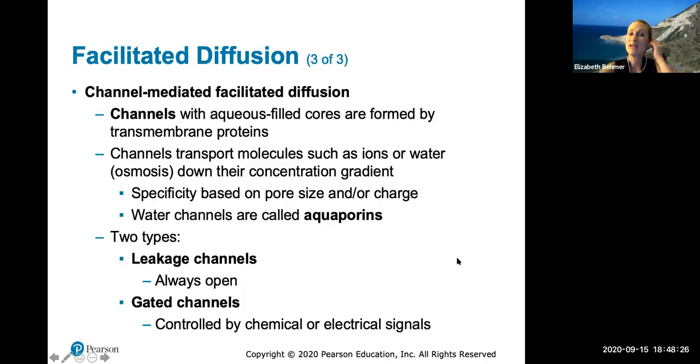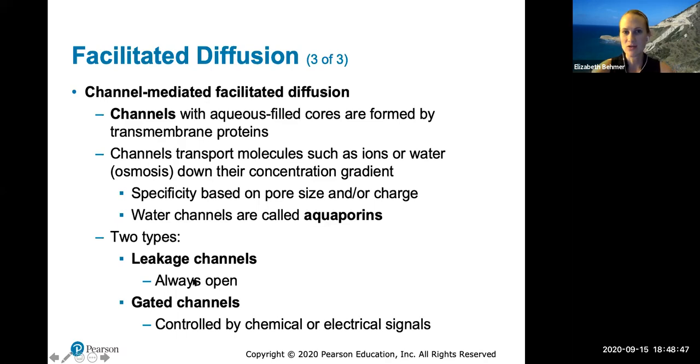Channel-mediated facilitated diffusion just uses a channel, which is an aqueous-filled core, meaning it has a core filled with water. Water channels are called aquaporins. There are two types of channels. They can be leakage channels or gated channels. Leakage channels are always open.